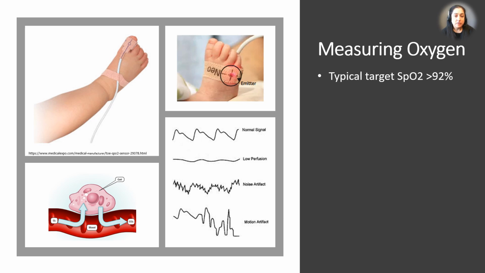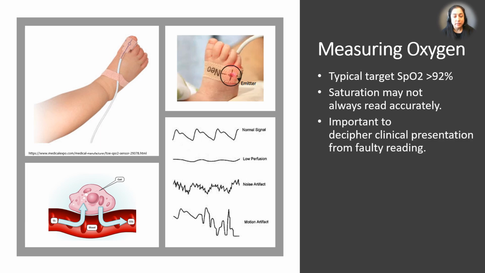So our typical target saturations are greater than 92%. And then for a child who has pulmonary hypertension, we aim for about greater than 94%. In addition, we know that oxygen saturations may not always read accurately, so it's important to decipher the clinical presentation from a faulty reading. A normal signal will show a sharp waveform.